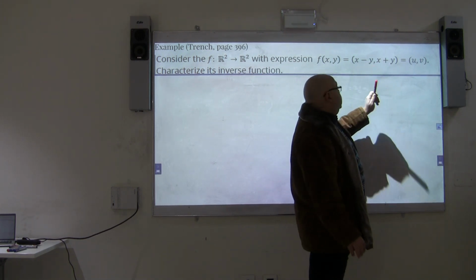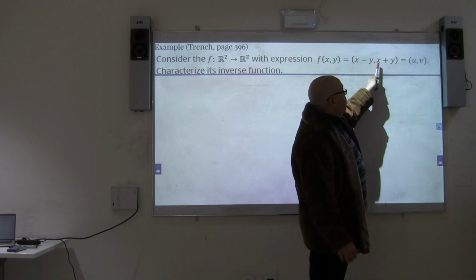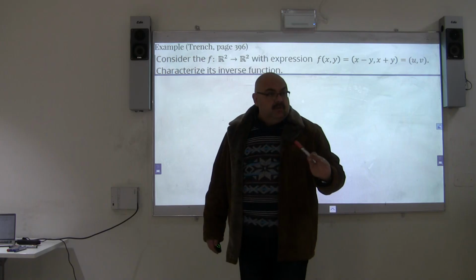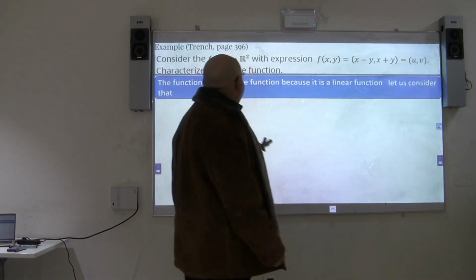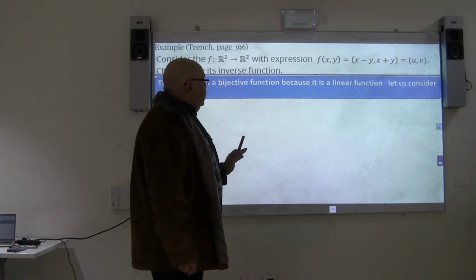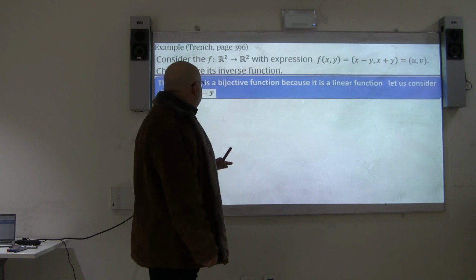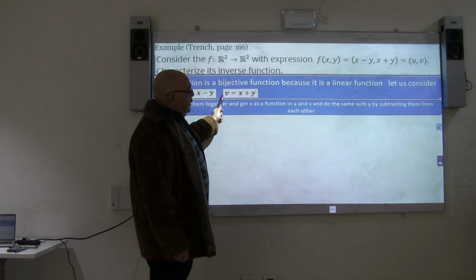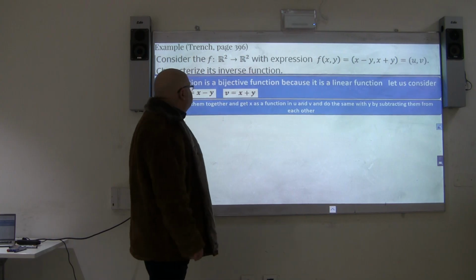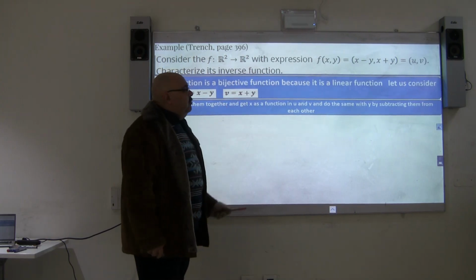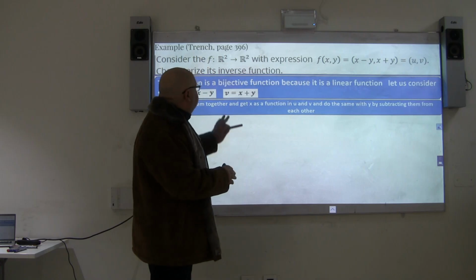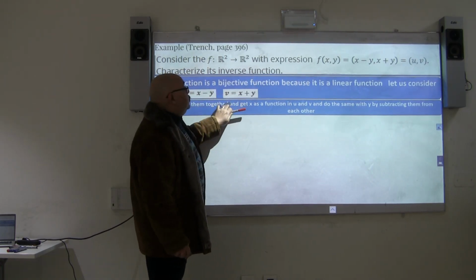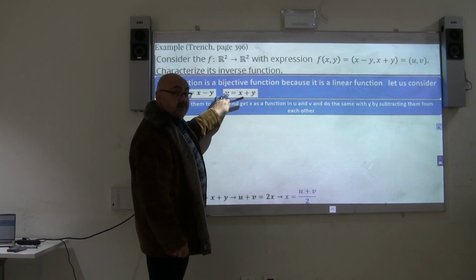So, what to do? I will call this guy u, and I will call that guy v, and I will try to get x and y as functions in u and v. So once more, the function is a bijective function because it's a linear function. I will get u equal x minus y, v equal x plus y. Then let's add them together and get the value of x. If I subtract them from each other, I will be able to get the value of y.